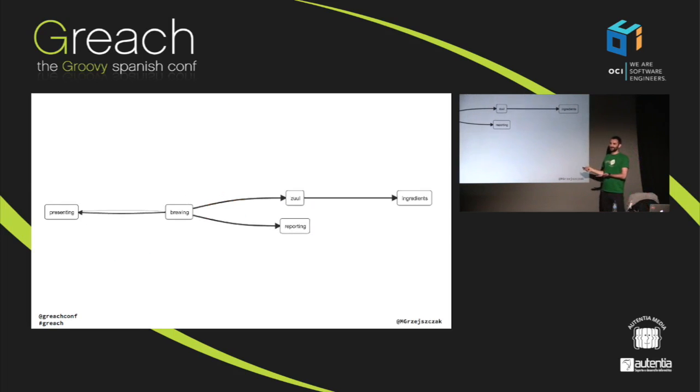This looks much nicer, doesn't it? This is the very same graph showing you the dependencies, and we are explicitly in the end-to-end test. We're checking if this graph is there, because we can get the graph in a JSON format, and we're checking if, for example, brewing is the parent of Zool and reporting in terms of service calls. So we are explicitly checking that.